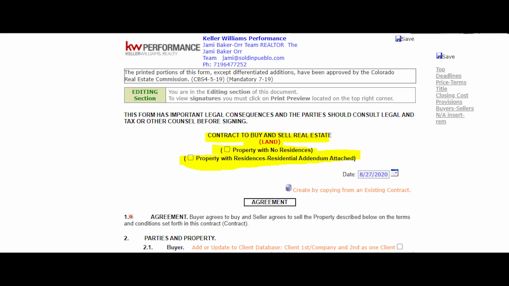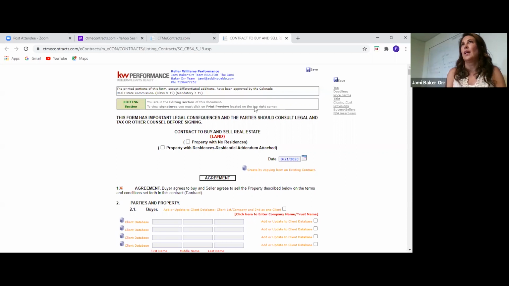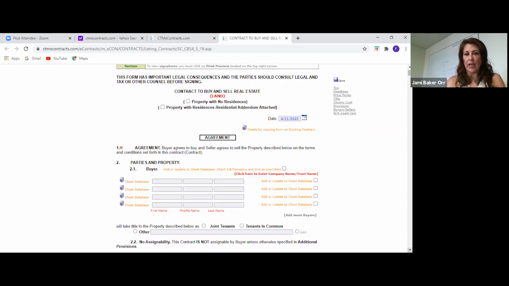So this is if there's like a little farmhouse. Most of the time it's just a little farmhouse that really has no value. Maybe it's been abandoned or something like that. So it brings zero. You're really buying the land, so you want to make sure that you pull the right contract.